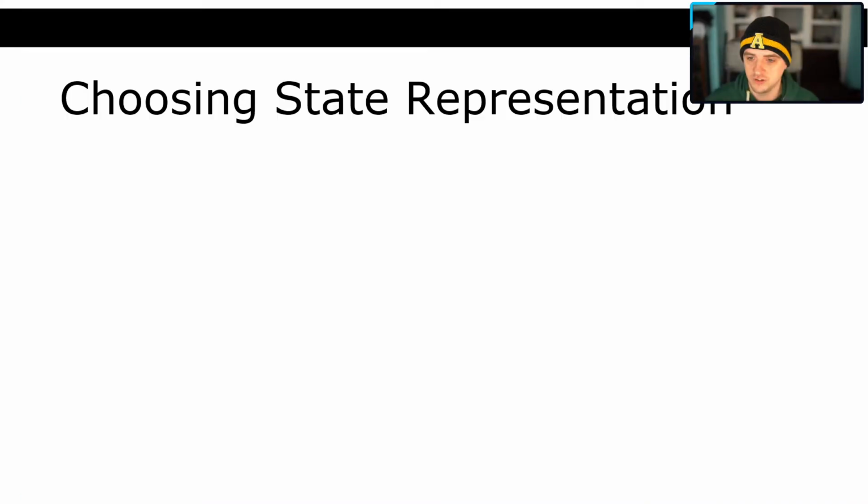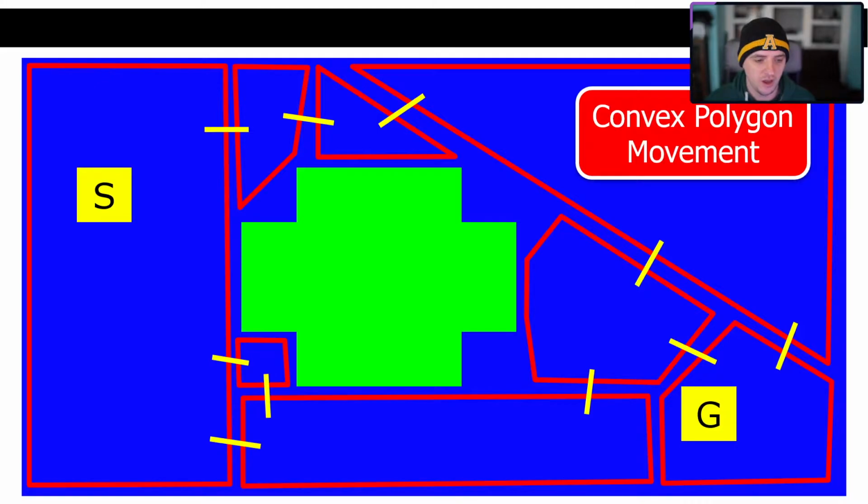Let me just restart this slide real quick. In a convex polygon system, we chop up our space into polygons, and then we define which polygons can move to each other. Here I've got these little yellow bridges, which is just an annotation saying that an entity that's in this polygon currently can move to this polygon via this path, or to this polygon via this path. The polygons don't have to be separated like I have here; I just wanted to show that these are separate polygons.